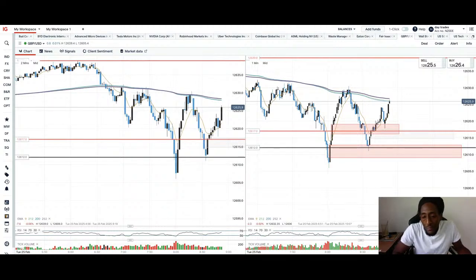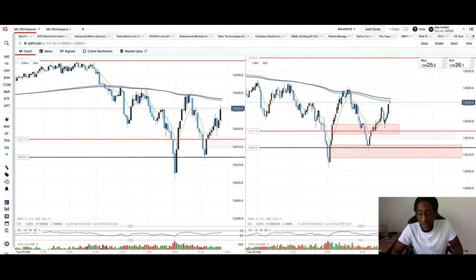You see how price tapped into both of these perfectly. Tapped in, broke above, came back, tapped in, broke above. Can't make it up. It happens over and over again, these types of things.